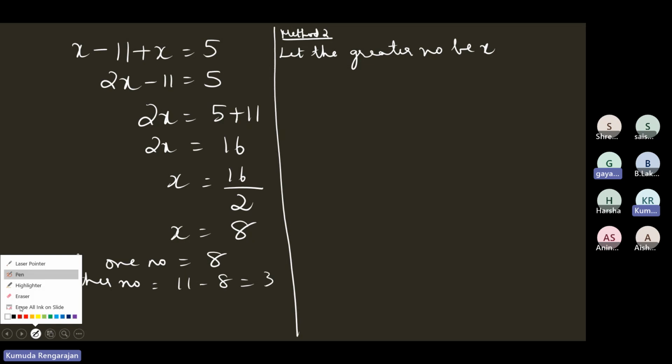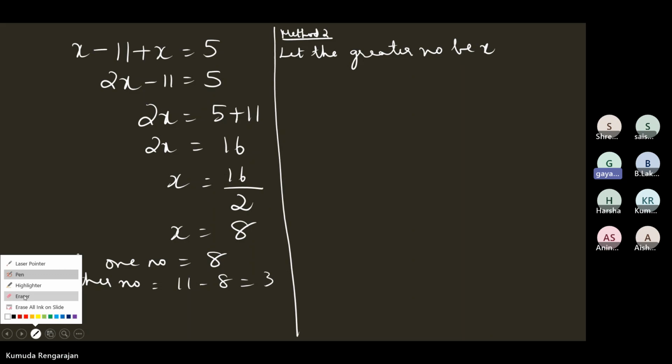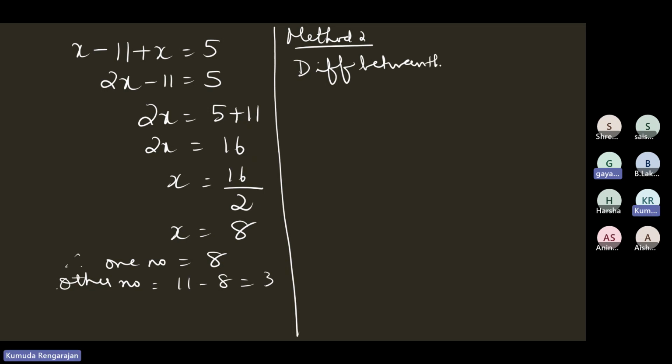You need to get used to writing it in words, children. Yes, who is that? Gayatri, ma'am. Yes, Gayatri. Ma'am, the other number is equal to 5 plus X, ma'am. Gayatri, I want you to say how you got the expressions. So method 2: the difference between the numbers is 5, right? Yes, ma'am. The difference between the two numbers is equal to 5. So that means greater number, correct? Yes, ma'am.